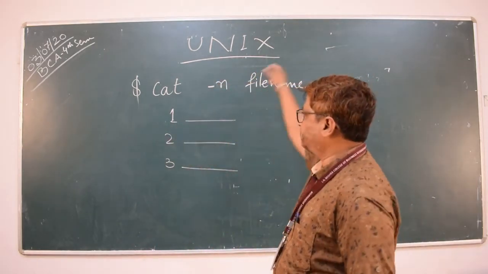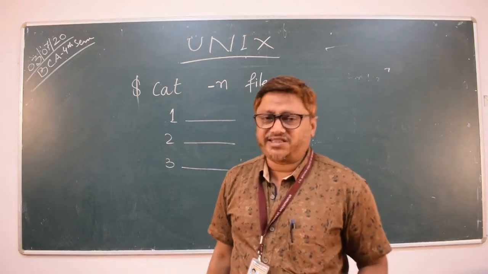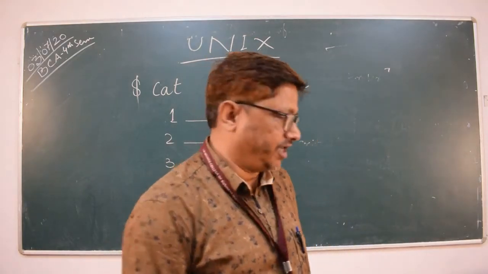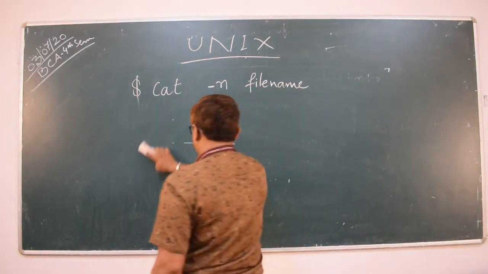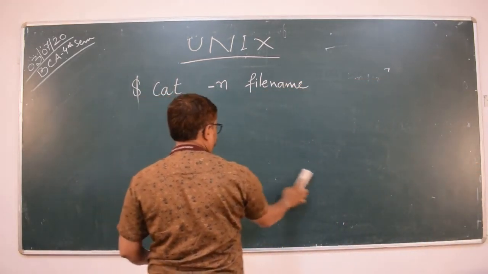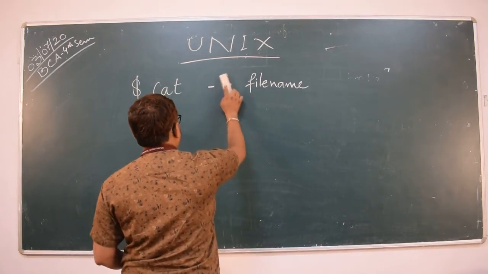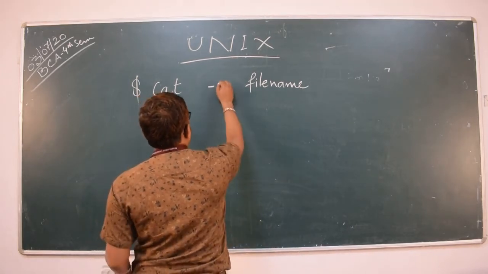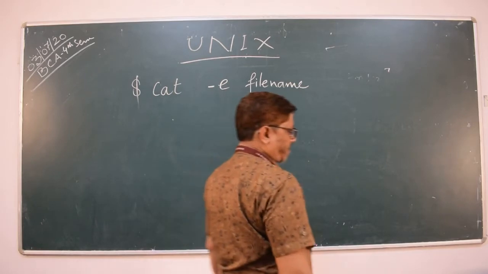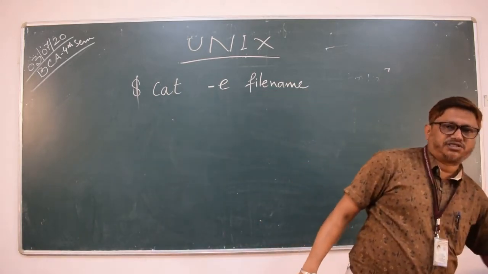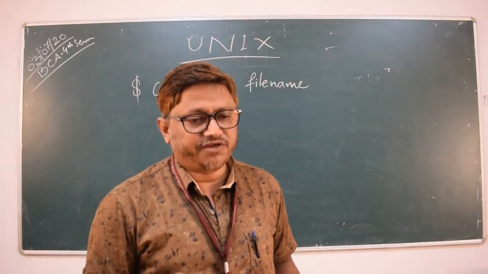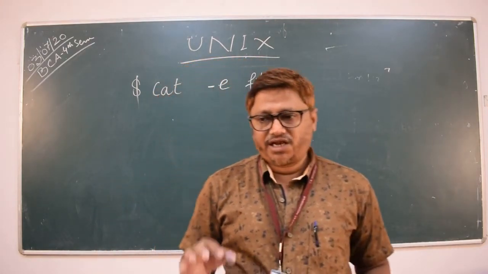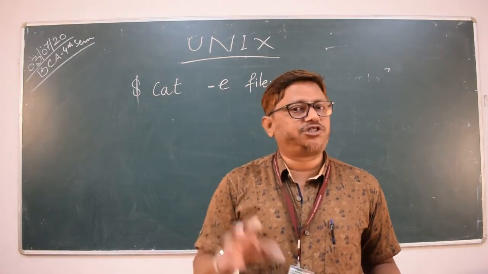This is minus n. If we want to display only the last line of the file, the end of the file, then we use the minus E option. With the help of this minus E option, the end of the file is displayed. The last line of the file will be displayed.